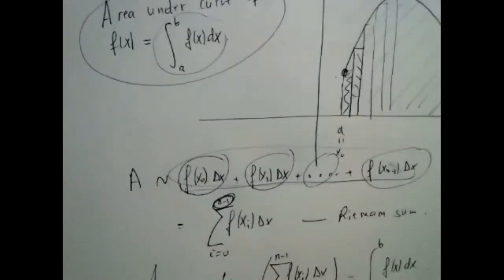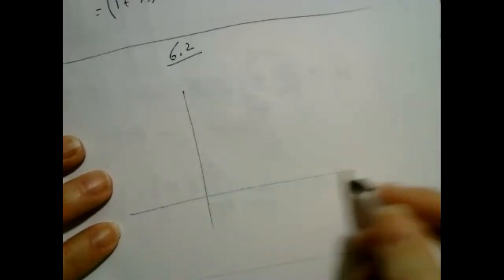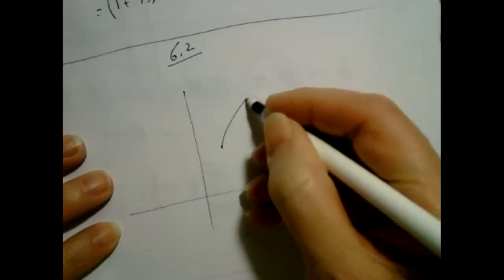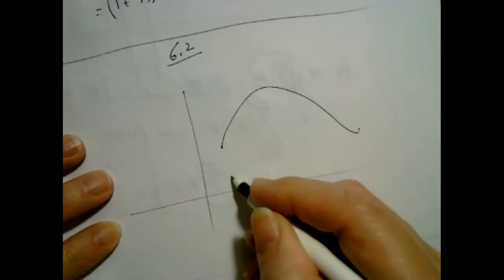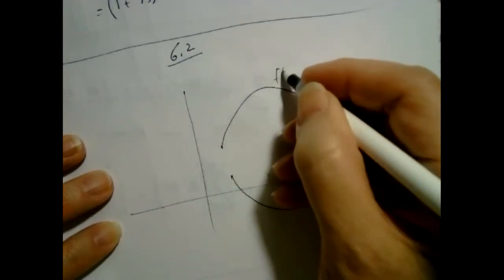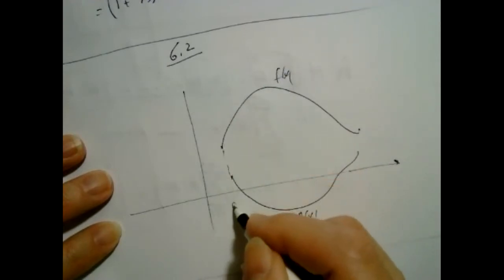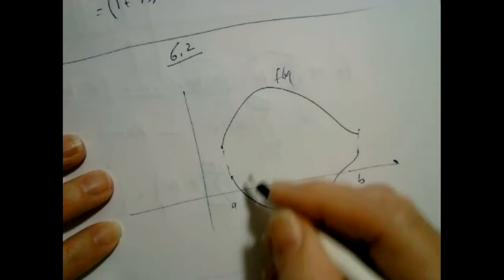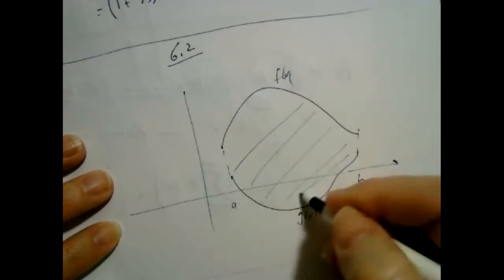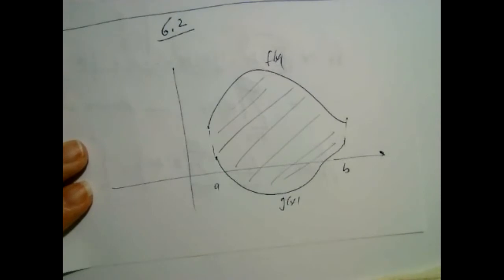Today, what we're going to do is the following. Instead of taking the area of one region, we are going to take the area between the graphs of two functions, something like that. So we have a function f here. We have a function g here. And we have a and b, and we're going to take the area between them. That's the problem we are going to take care of today.